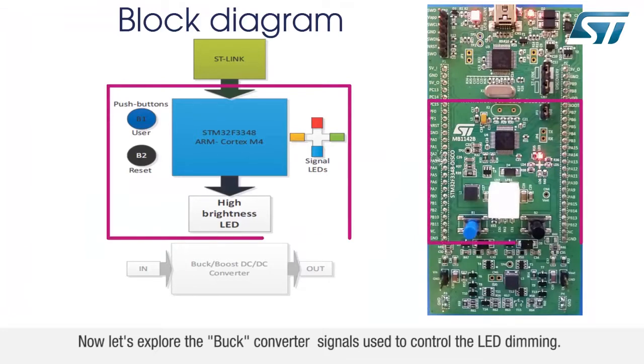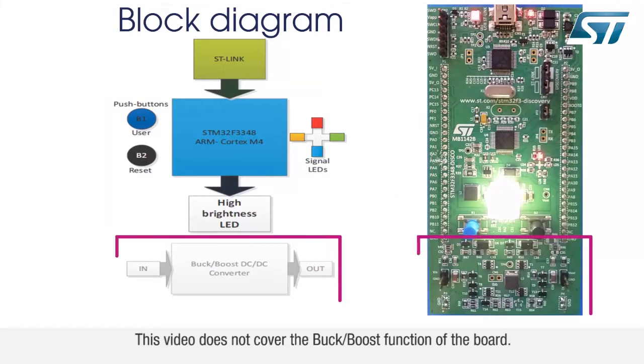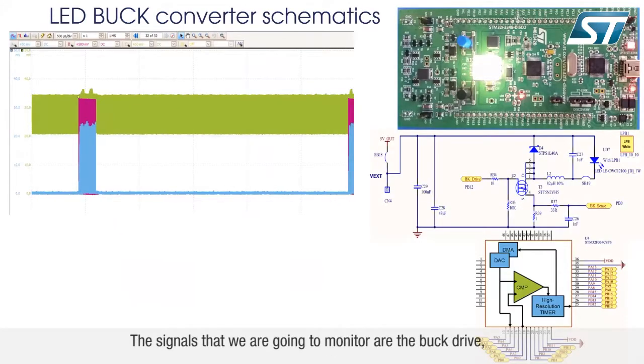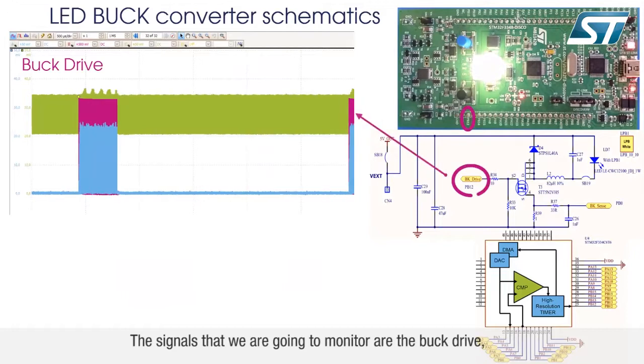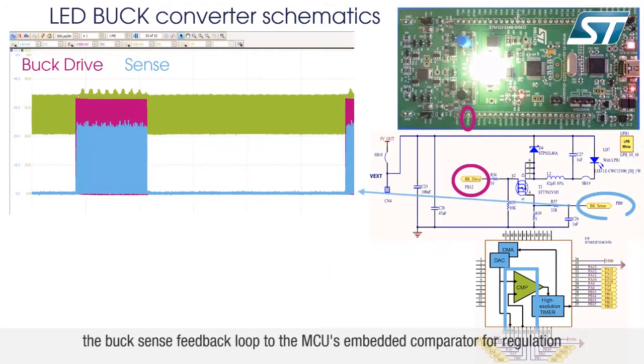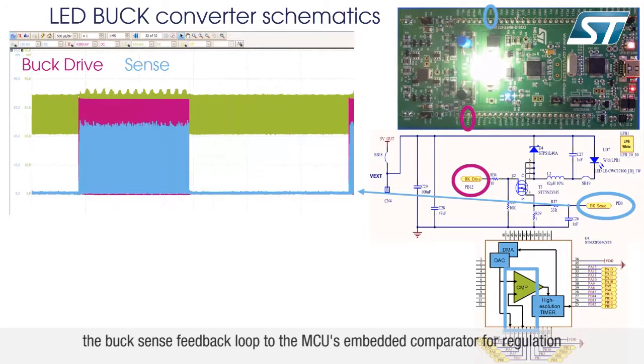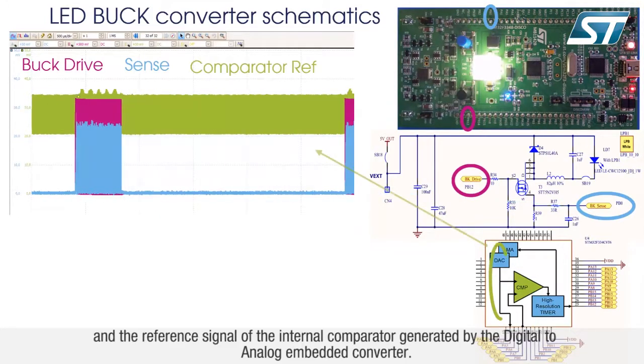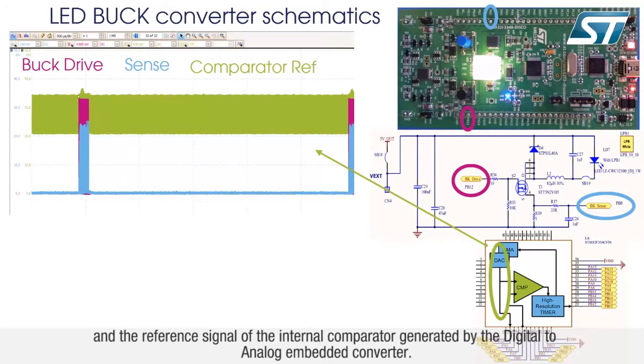Now let's explore the buck converter signals used to control the LED dimming. This video does not cover the buck boost function of the board. The signals that we are going to monitor are the buck drive, the buck sense feedback loop to the MCU's embedded comparator for regulation, and the reference signal of the internal comparator generated by the digital to analog embedded converter.